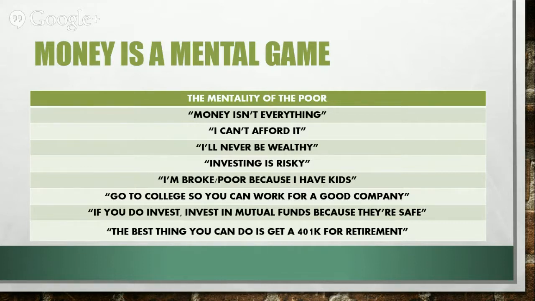One thing that I hear a lot from not only family members but friends is, hey, I'm broke or I'm poor because I have kids. I get that comment quite often, so I added that in here. Go to college so you can work for a good company is another comment that I hear frequently. I also hear, if you do invest, invest in mutual funds because they're safe. And one thing that I got from a different book called The Millionaire Next Door is a comment that says the best thing you can do is get a 401k for retirement.